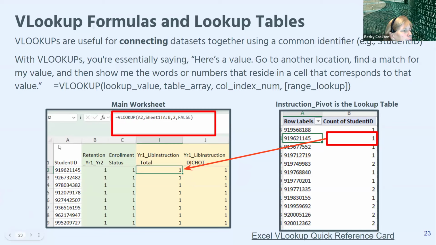where I have my student ID over here in column A, and I want to bring in the library instruction total for each student. So I would just use a formula like this highlighted in red to connect the information from the instruction pivot table that we just talked about on the previous screen and bring it into our main worksheet. And again, I'll show you how to do that in just a moment.